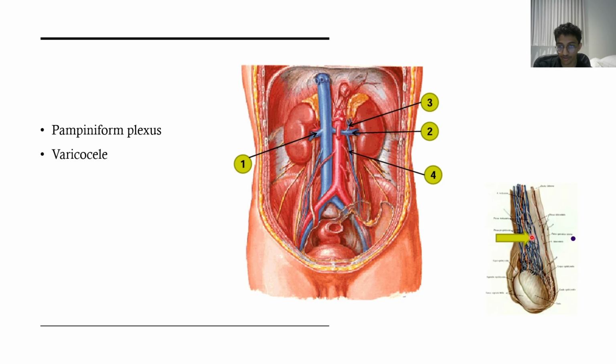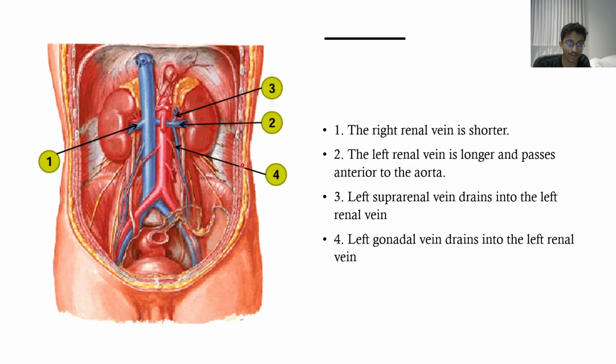And in the pampiniform plexus, blood will back up and accumulate, which you can see when you palpate the testes, in the left testis specifically. You can feel a bundle of worms when you touch it. So this allows us to understand this placement right here.